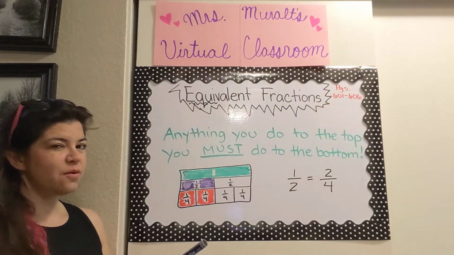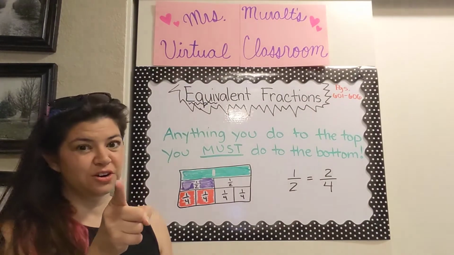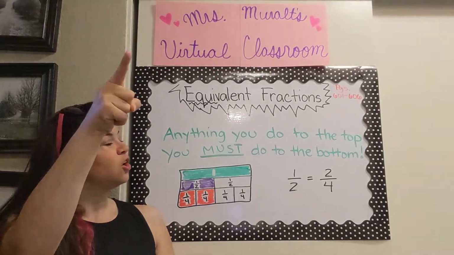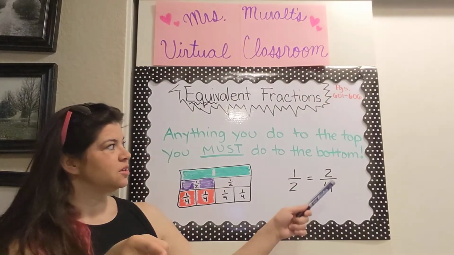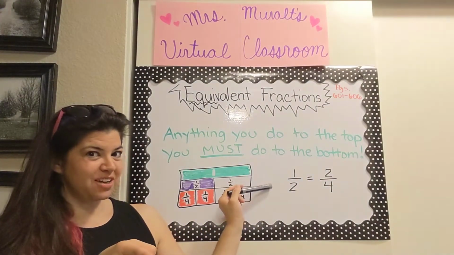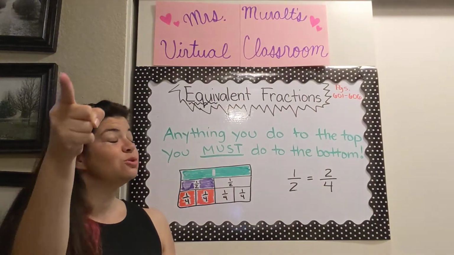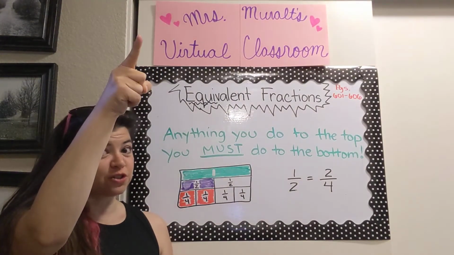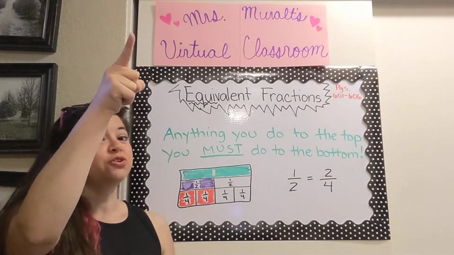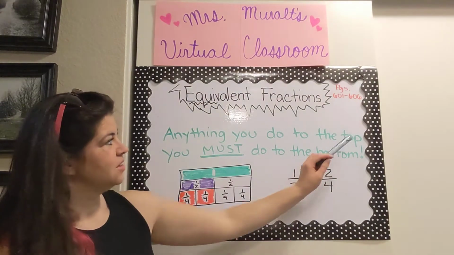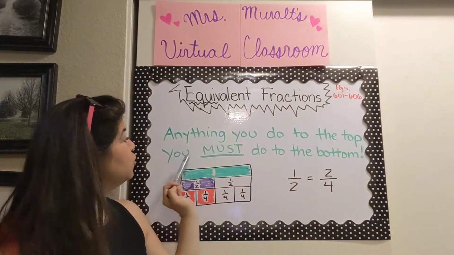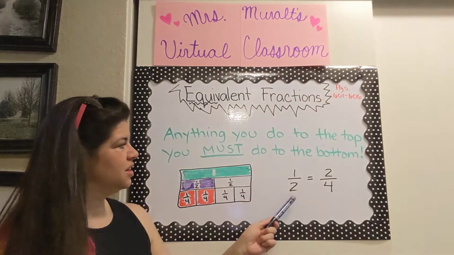Now, I want us to use our hands when we say it again. So here, you're going to point, you're going to go up when we talk about the top, and you're going to go down when we talk about the bottom. Because the top is our numerator, the bottom is our denominator. So let's try that. Anything you do to the top, you have to do to the bottom. Do it one more time. Anything you do to the top, you must do to the bottom. And again, if we were using math terms, it would be anything you do to the numerator, you must do to the denominator. And I'll show you what I mean.